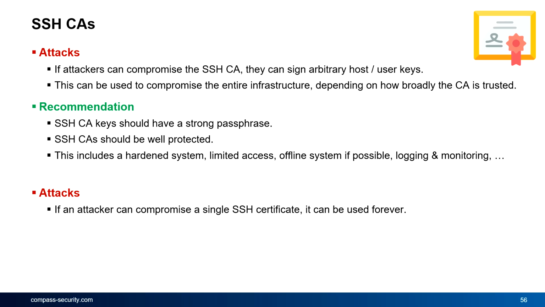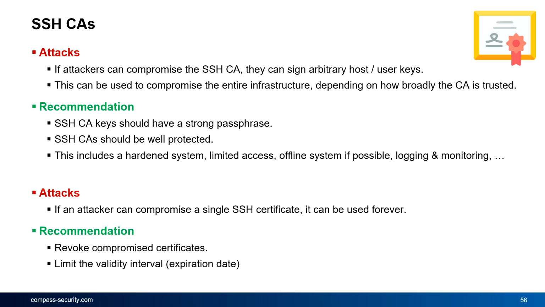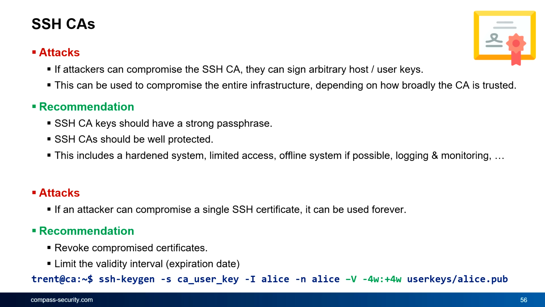Then, if an attacker can compromise a single SSH certificate, this certificate can be used forever. To remediate this, you can either revoke compromised certificates, but for this you have to know that a certificate is compromised, or you just say that a certificate is not valid forever. So you define an expiration date. This can be done using the -V option, and then you define for how long a certificate can be used.